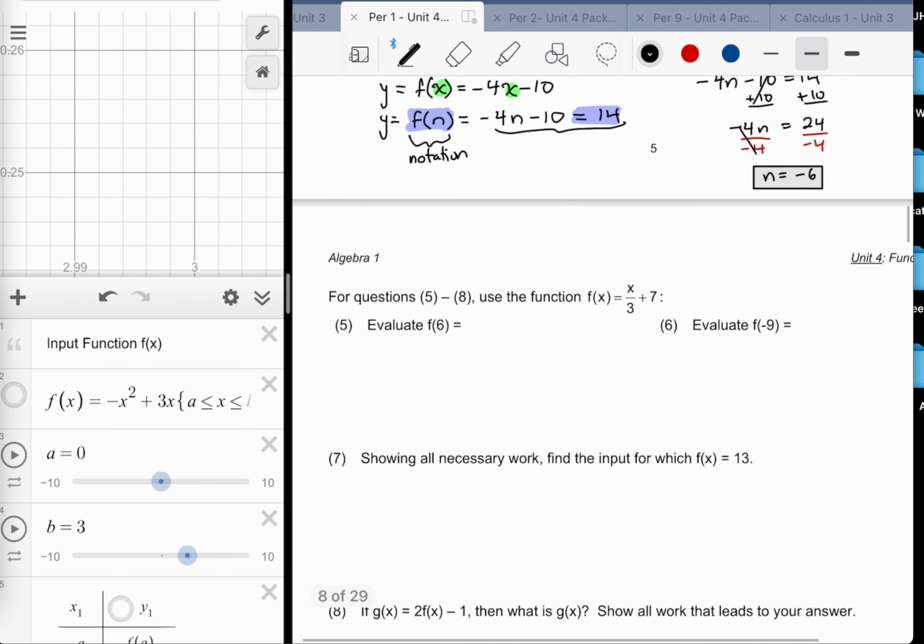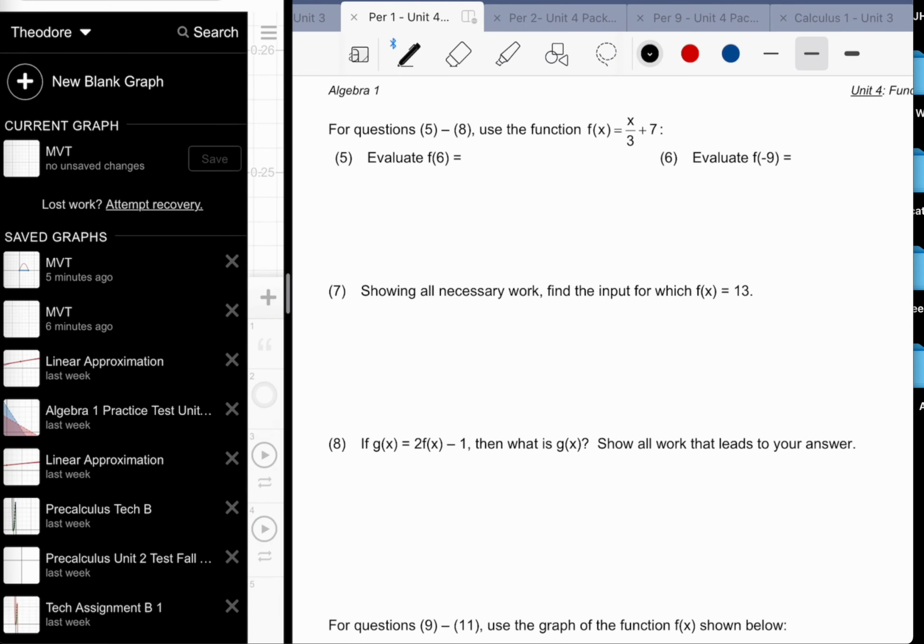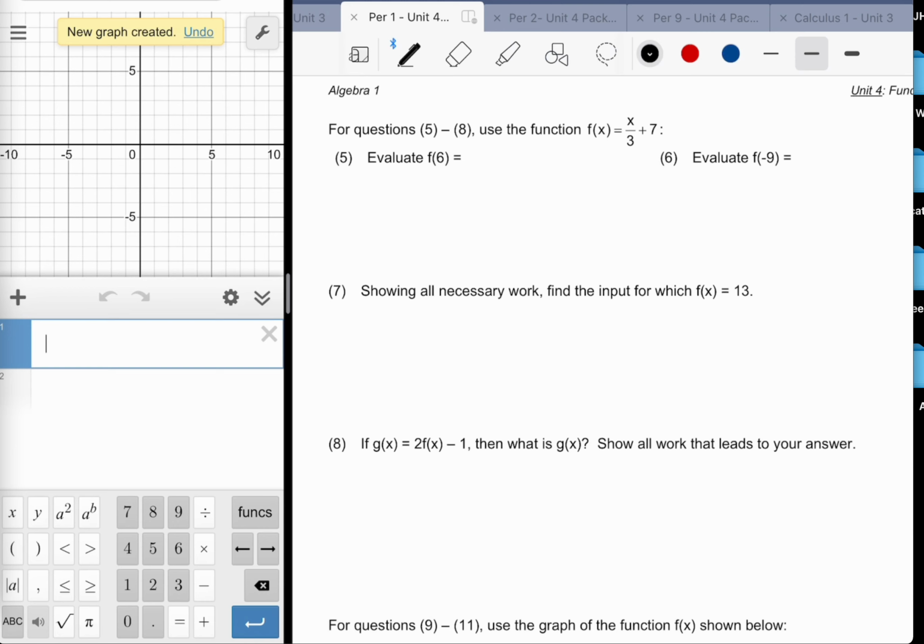Page 6. For questions 5 through 8, it says use this function: f of x is equal to x over 3 plus 7. Let me just get a new calculator on Desmos. It's asking us to evaluate that function for a few different values of x. But just a reminder, when we say f of x equals, we're saying that that's y equal to f of x. So f of x is equal to some y value along the graph of x over 3 plus 7.